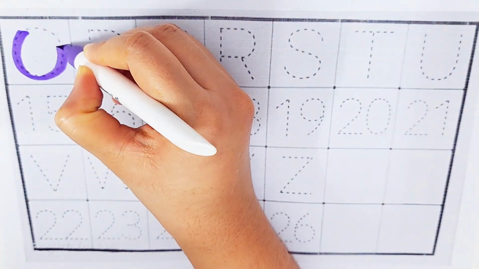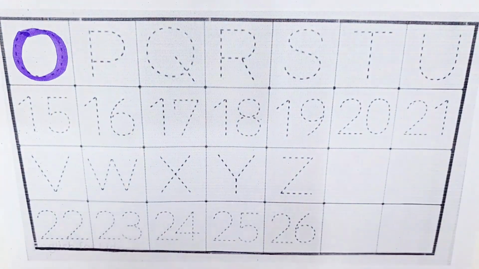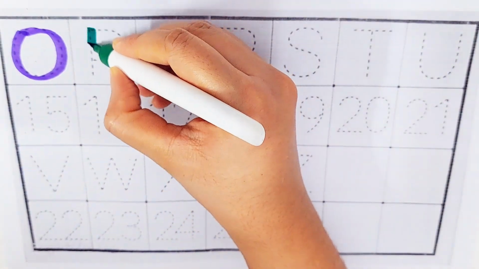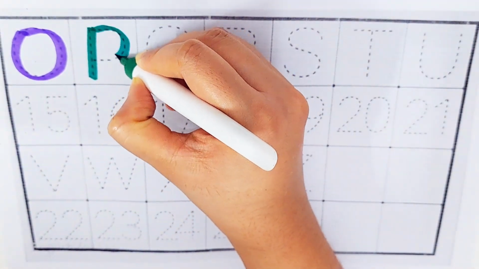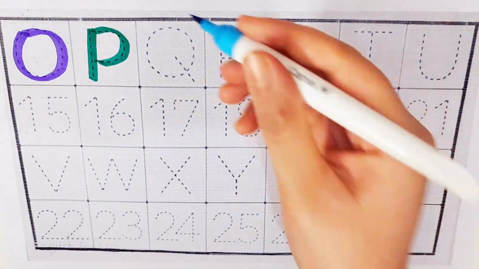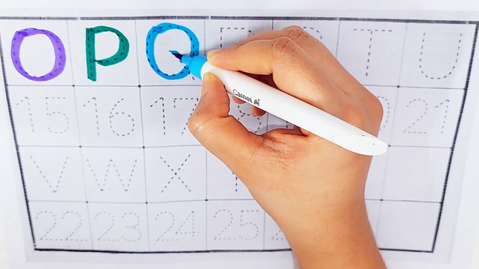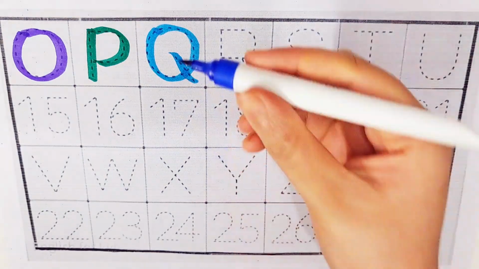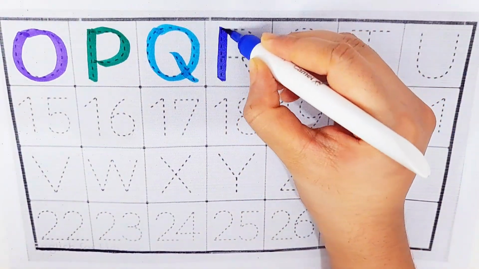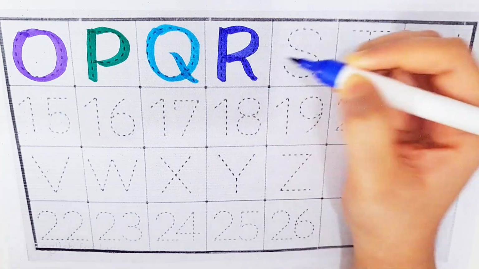O. O for ox. P. P for pen. Q. Q for queen. R. R for ring.